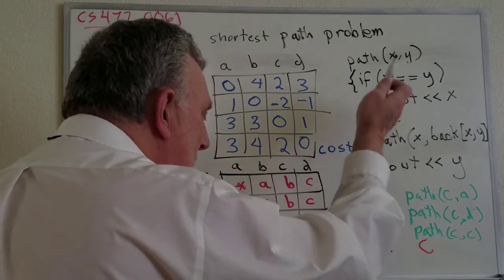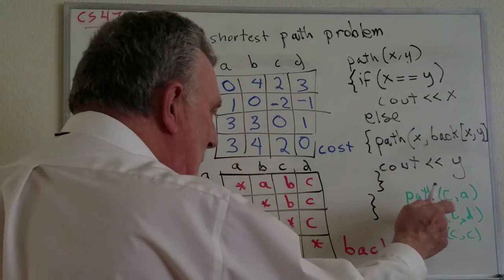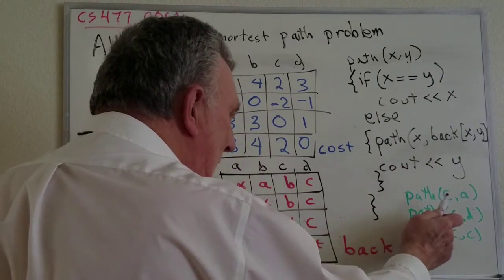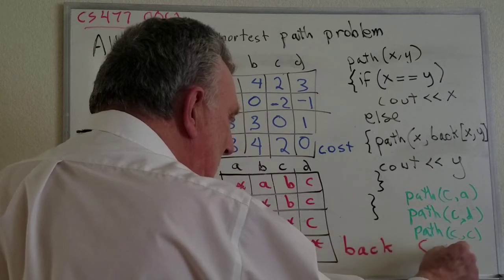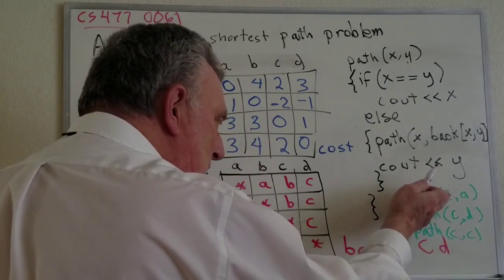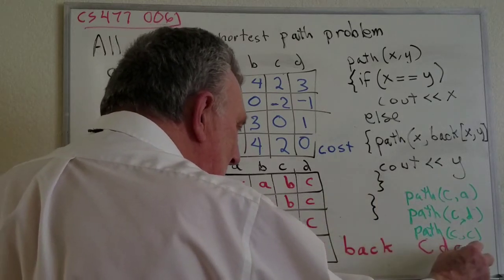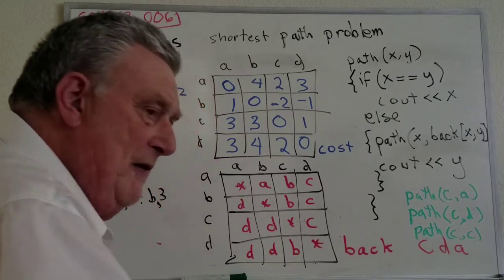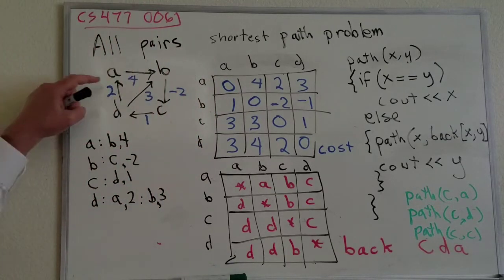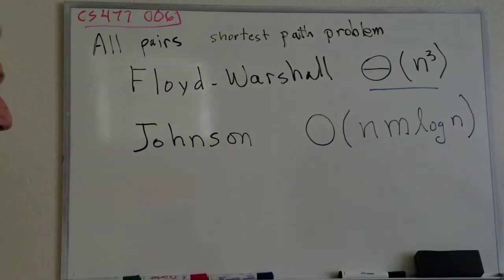But then we have to peel back out of the recursion, and so when we finish the execution of back CD, it will print D. And then we have to finish the recursion, the call to path CA, which causes it to print A. And then it ends. So now you see we actually printed C, D, A in the correct order.